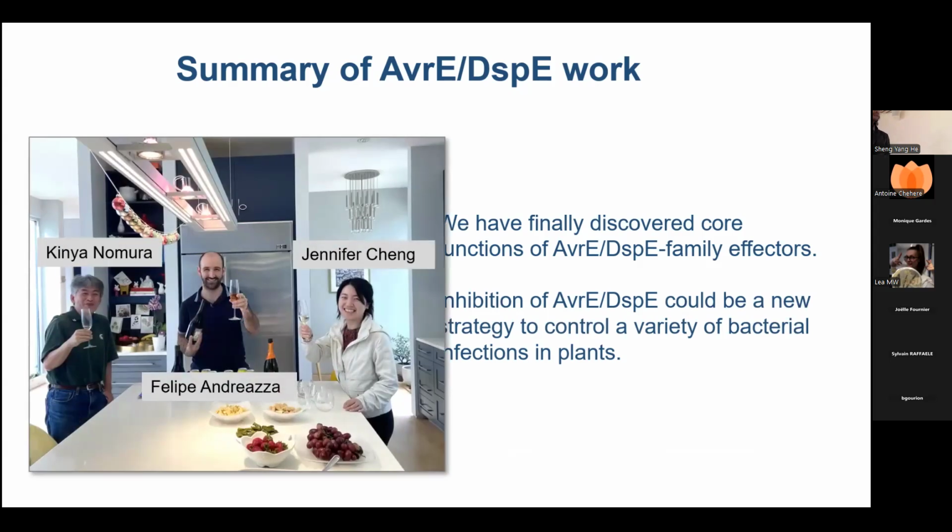These are the three people who did the experiments. Kenya Nomura was in my lab until recently. Philippe Andreazza was in Ke Dong's lab, and then Jennifer Chang was in a structural biology lab.